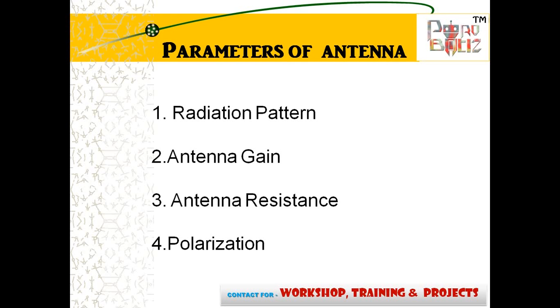Third, antenna resistance. Radiation resistance is the ratio of the power radiated by the antenna to the square of the current at the feed point, where R is equal to Pt upon I square. And fourth is polarization. Polarization is defined as the direction of the electric vector in the electromagnetic wave radiated by the transmitting antenna.